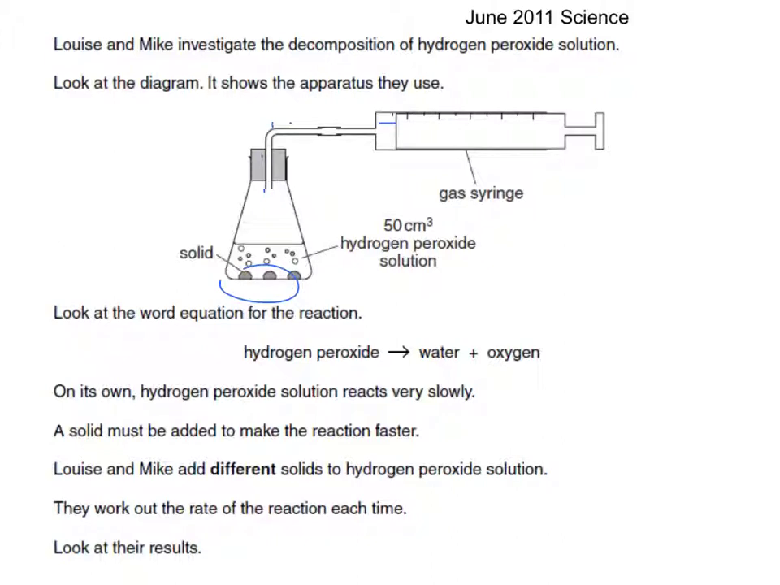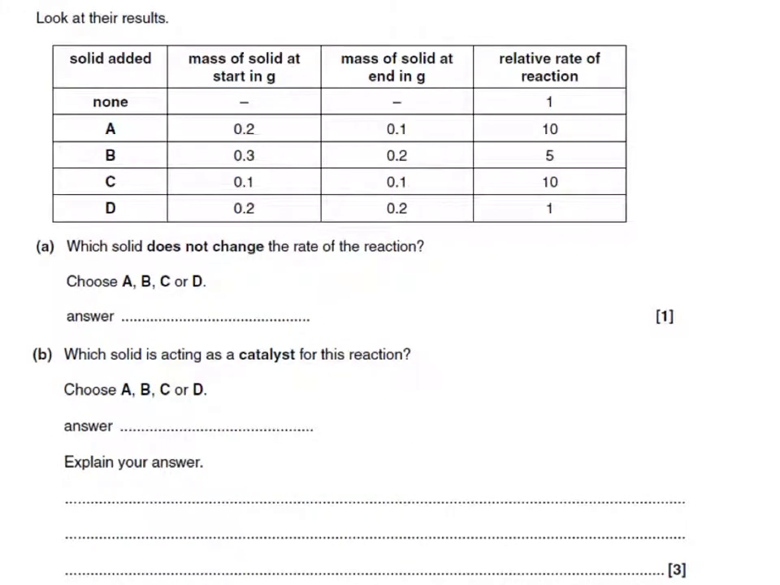On its own, hydrogen peroxide solution reacts very slowly. A solid must be added to make the reaction faster. Louise and Mike add different solids to hydrogen peroxide solution. They work out the rate of the reaction each time and look at their results. Then it says look at their results.